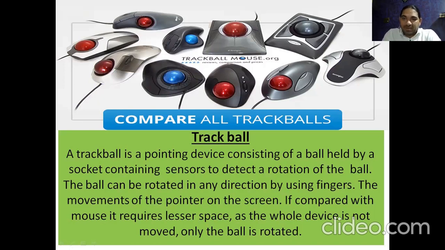In a mouse, generally you have to move the whole mouse, but in a trackball only the round shape is moving, and the rest of the trackball stays as it is. So that's the difference between a mouse and a trackball.